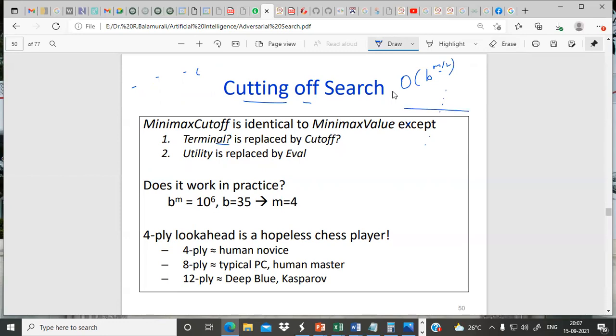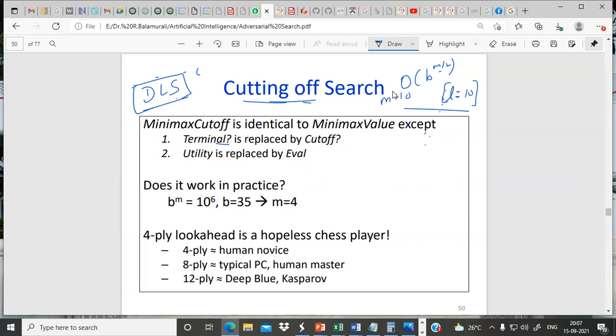What is this cutoff point? This cutoff point we have to decide. So this cutting off search is nothing but it is similar to depth limited search. If you recall, we have learned depth limited search. In depth limited search, you limit the depth to a particular level L. Your maximum depth may be 100, but you limit the depth to 10. It means the algorithm will check only up to the depth of 10. So this is also similar to that.